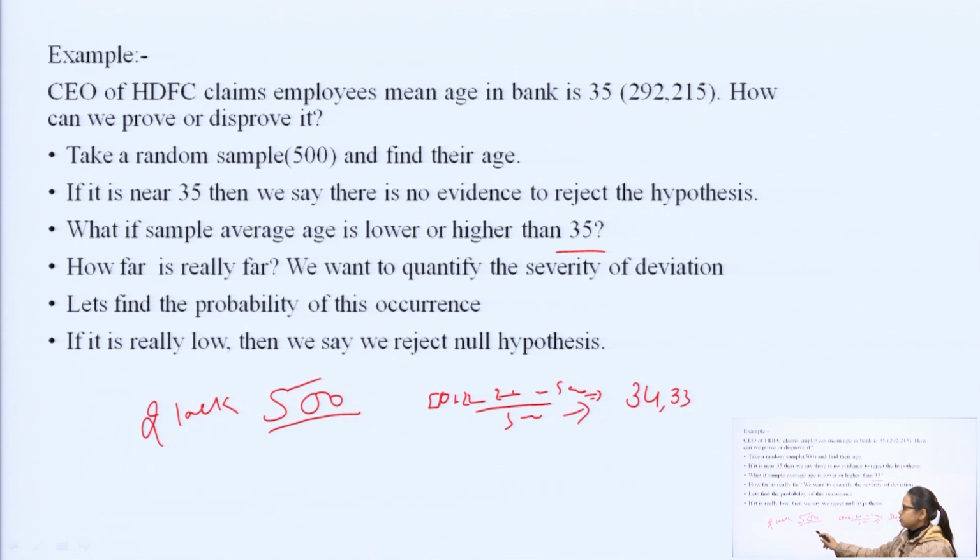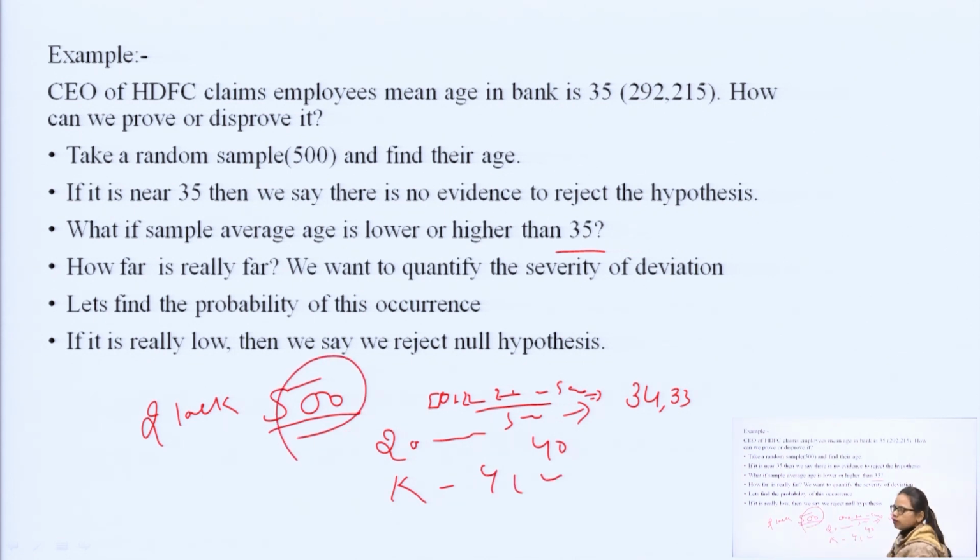Suppose the HDFC branches in Kolkata and Delhi. In Delhi, all the ages are young, between 20 and 40, but in Kolkata they are 41, 42, and we just took the sample of 500 in Delhi. So, we cannot reject it either.